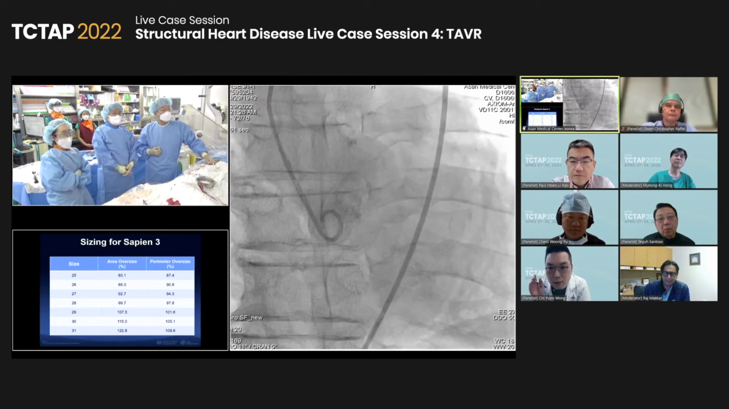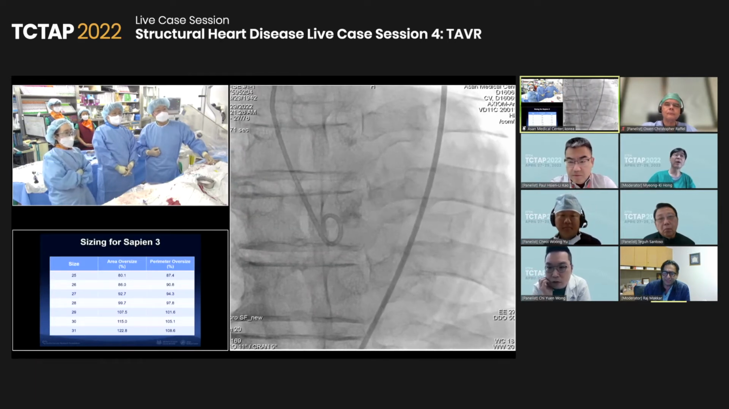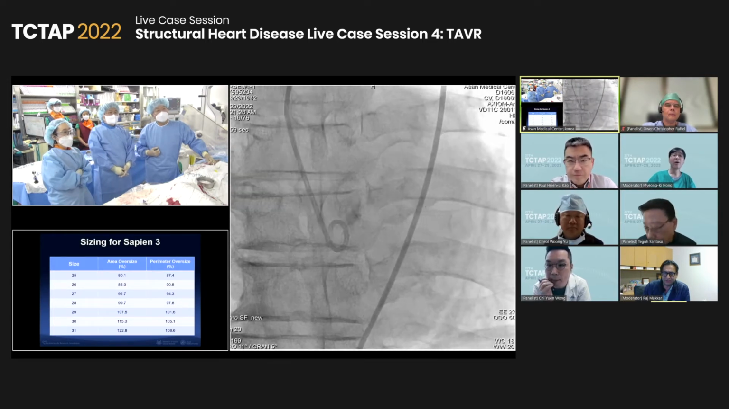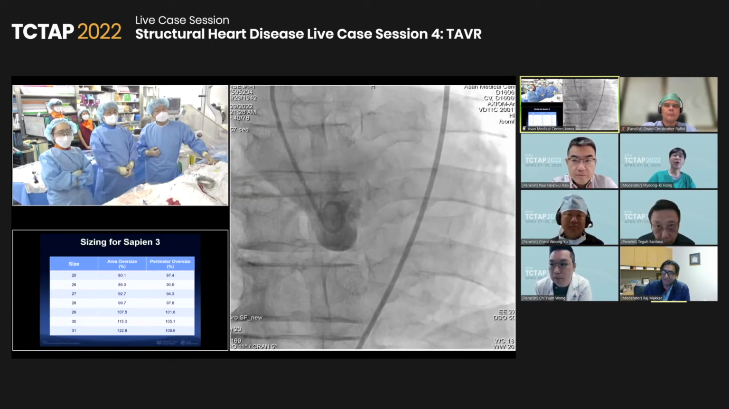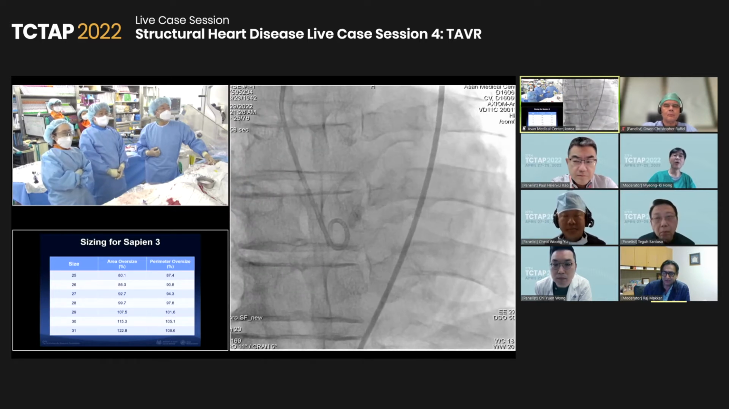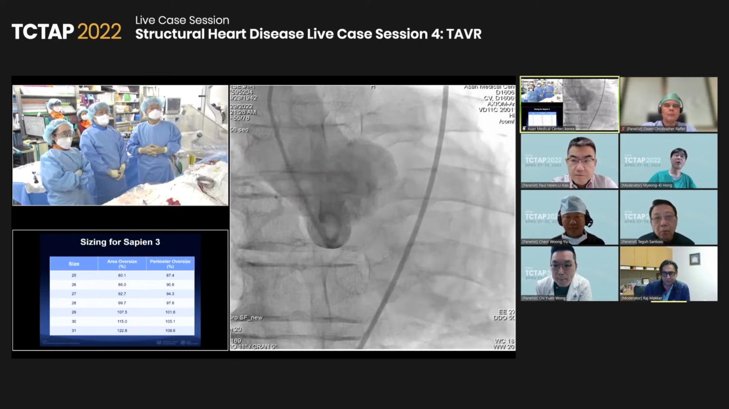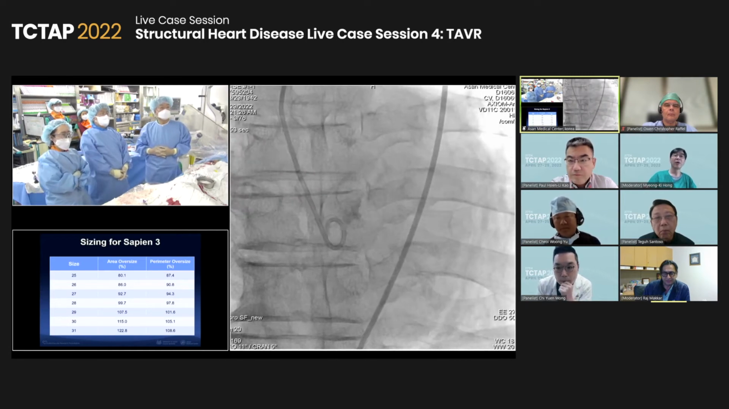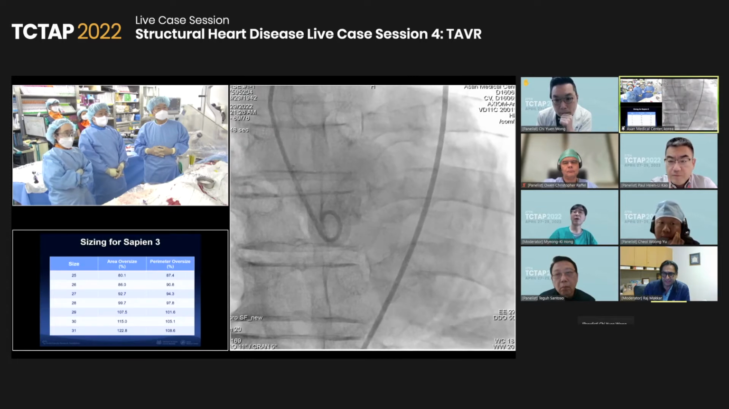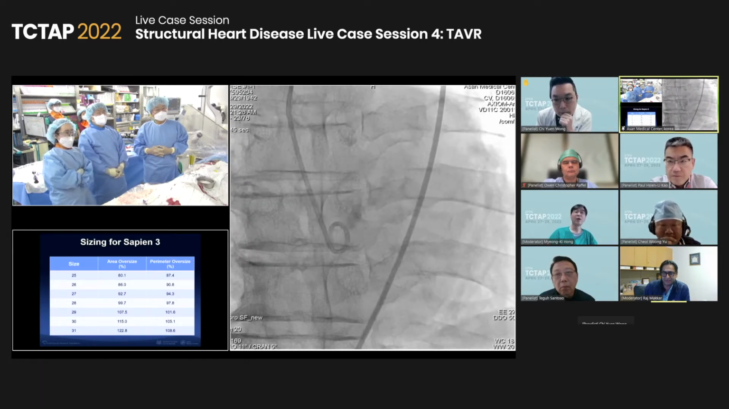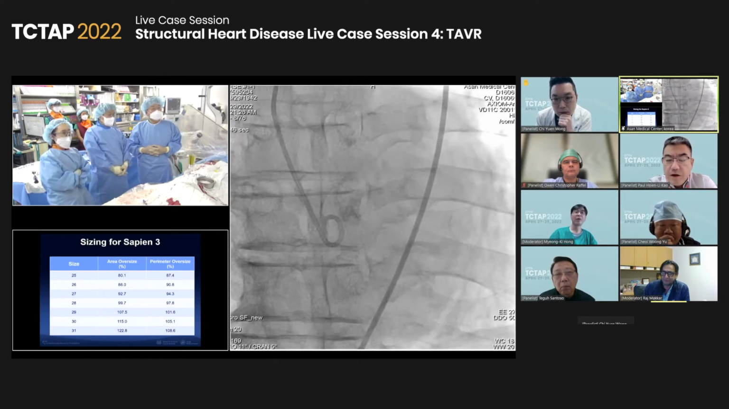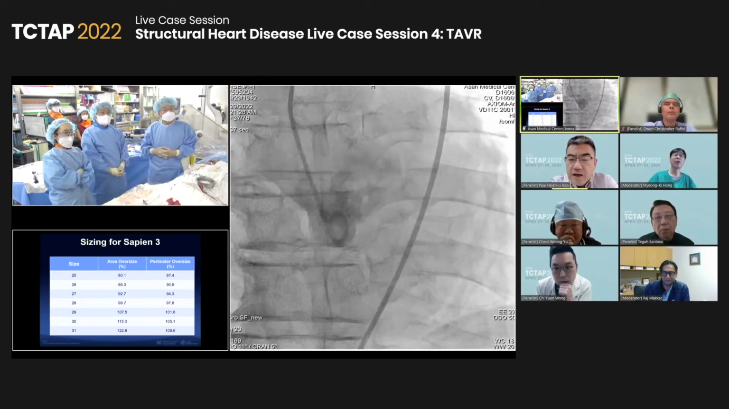I don't think so. I think you have enough calcium. Irrespective of what the etiology is, rheumatic or not, and even in patients with rheumatic heart disease, where there may not be a lot of calcium, if you appropriately oversize it, you should be okay. So I per se do not see any technical challenges in doing this case with TAVR. Yeah, I totally agree with the indication on this case.